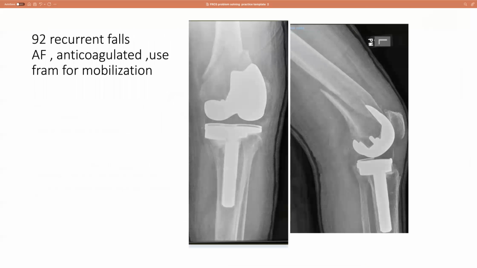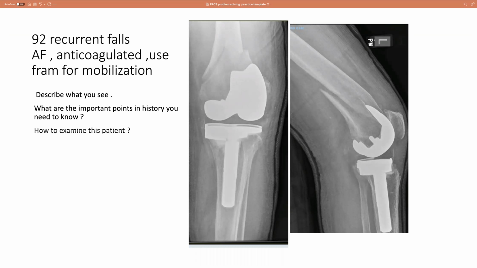92 years old recurrent falls. She had AF, anticoagulated. She used a frame for mobilization. Describe what you see. What are the important points in history you need to know? How to examine this patient? What are further investigations you will need?